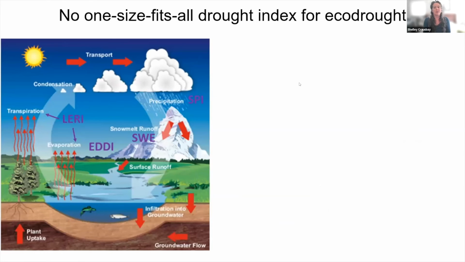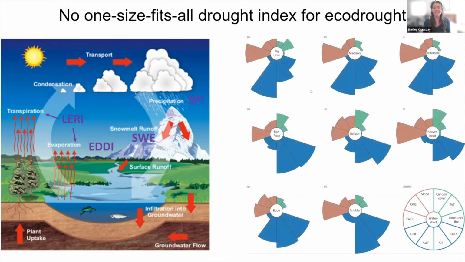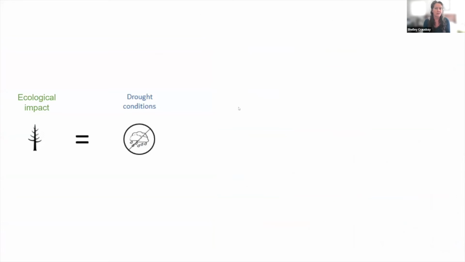So I want to just leave you with the idea that there is no one size fits all drought index for eco-drought. You really have to think about your organism and how it needs water, how it uses water. And just to realize that there is so much spatial variation during any one drought. There may also be variation across droughts in terms of how the meteorological conditions manifest. So it's really important for us to always think about what drought index might be best for our system.